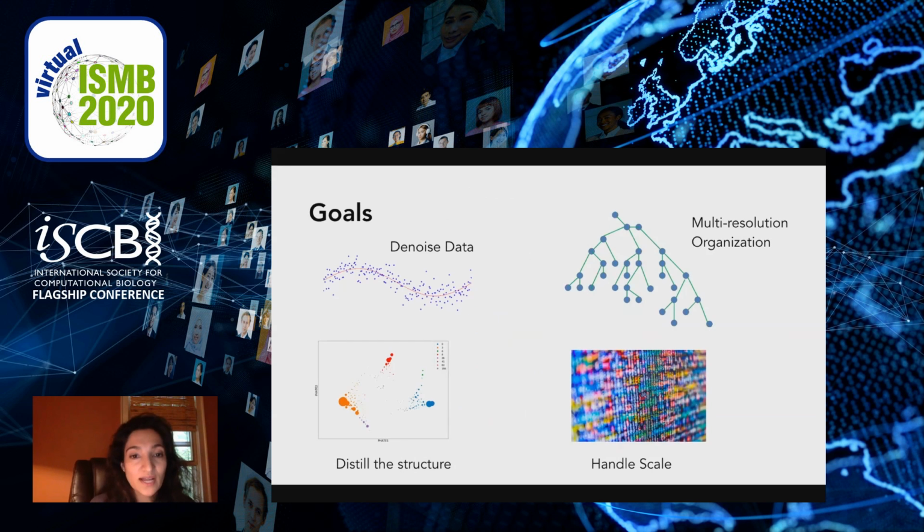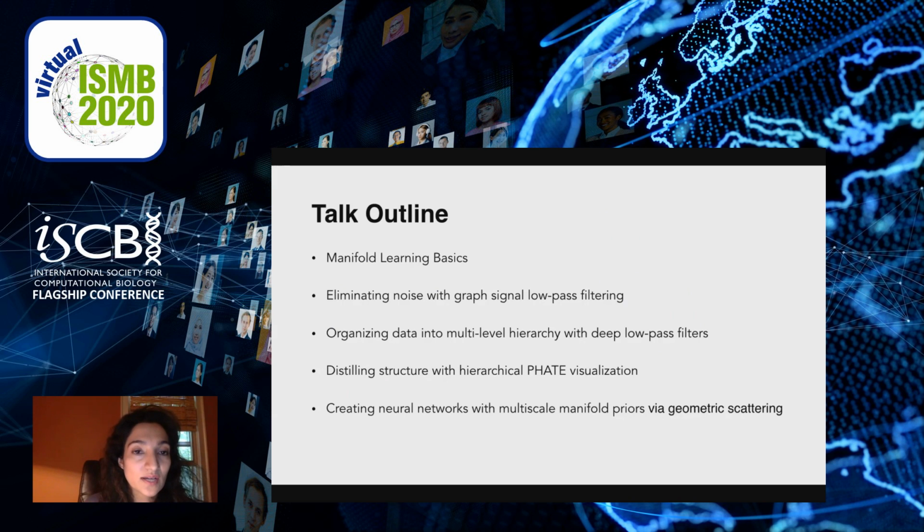Some of the challenges in this kind of data include the fact that the data is very noisy. There can be a lot of it, so it could be hard to scale computationally. The high dimensionality can make the structure difficult to understand. So the goals of our research are to denoise the data, then to organize the data at multiple levels of resolution, and then to distill that organization into lower dimensions so that we can visualize the structure, all the while being able to handle the increasing amounts of data that we get all the time, even millions of data points.